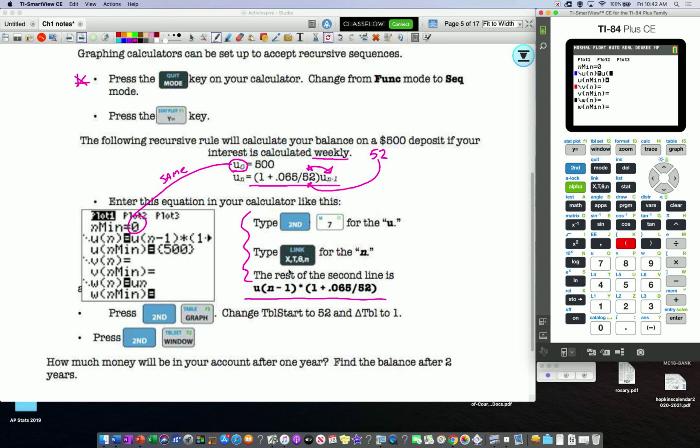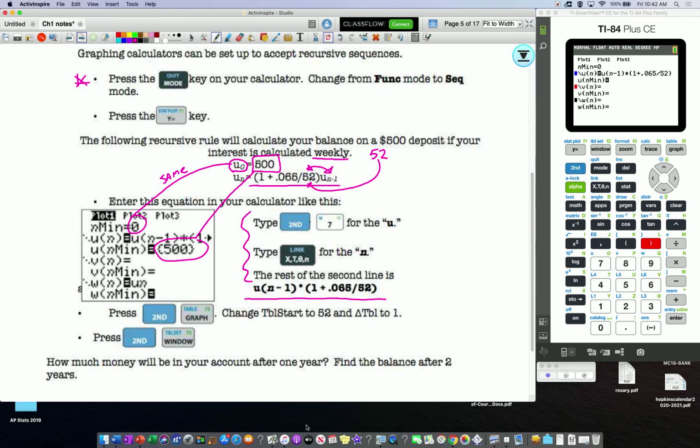So you hit this key on your calculator, x-t-theta-n. You'll see right here, x-t-theta-n. It's basically your x for in the y equals. They just use n because we're in sequential mode. And then I can type in -1 parentheses. So they don't do subscripts. They use parentheses as subscripts. Then I can just say times, and now I can type in 1 plus 0.065 divided by 52. Okay, that's all matching. Close my parentheses. That looks beautiful.